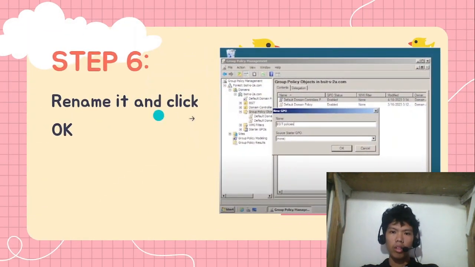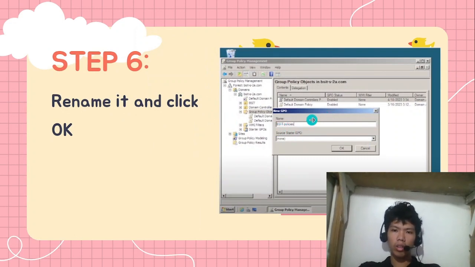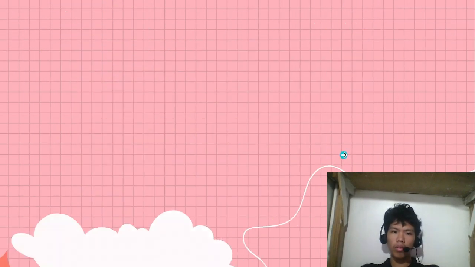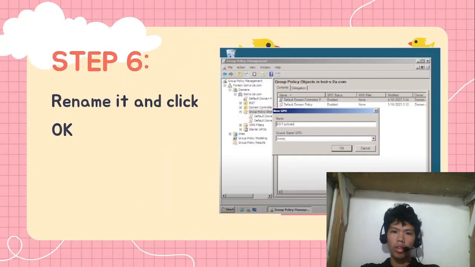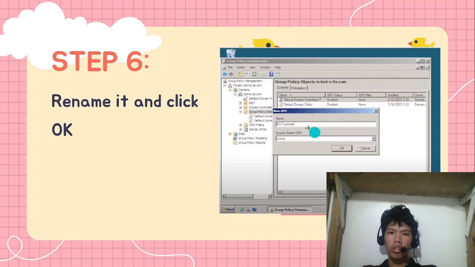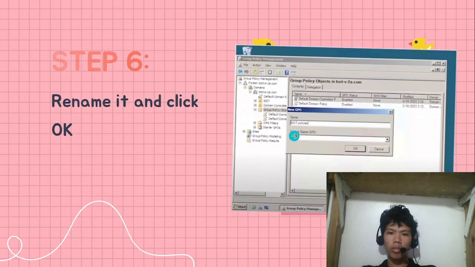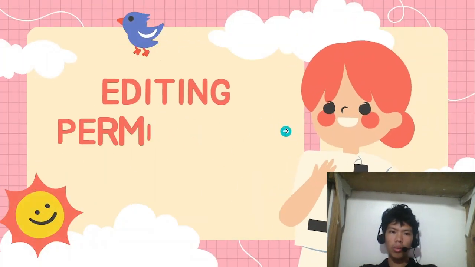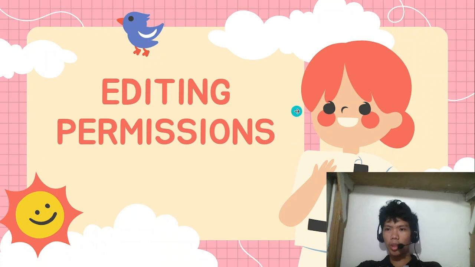Then rename it and click OK. So here I've named it as BSIT policies. Then click OK. After that, you have already created a group policy object which is named BSIT policies. So here we are gonna edit permissions for each.